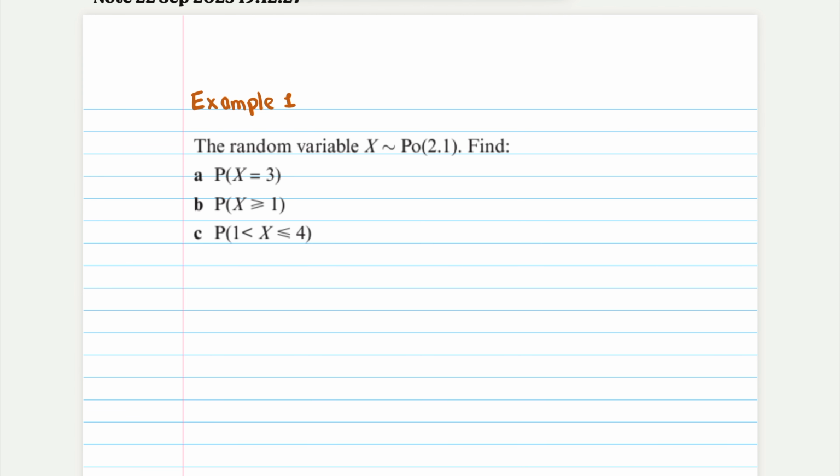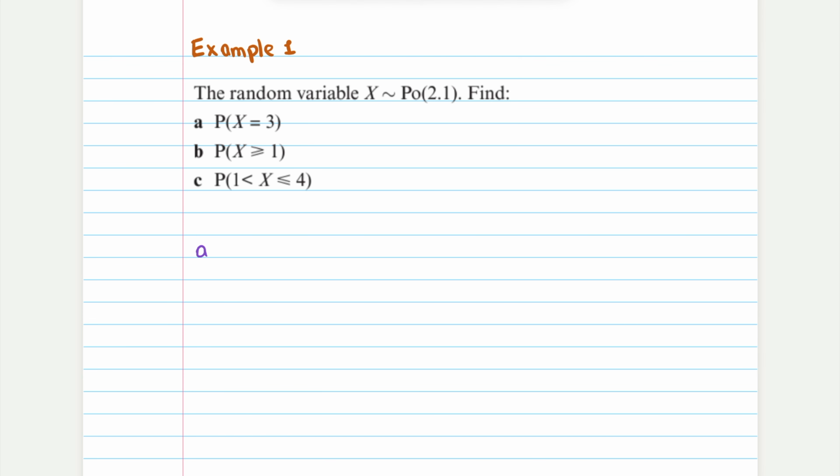Let's look at some examples based on what we have learned on the Poisson distribution. Example 1. The random variable x has a Poisson distribution of 2.1. We need to find the probability of x equals 3, the probability of x bigger than or equal to 1, and the probability of x between 1 and 4 included.